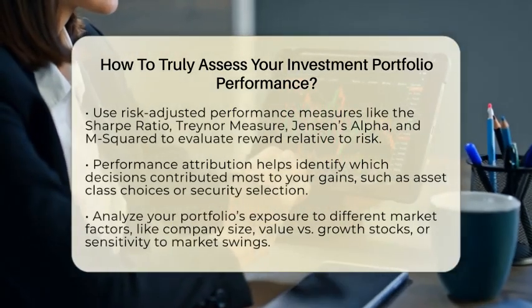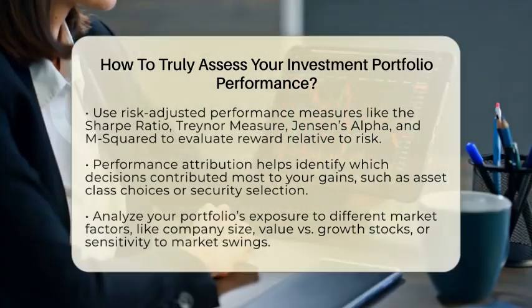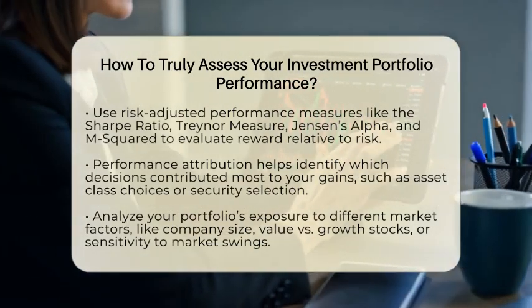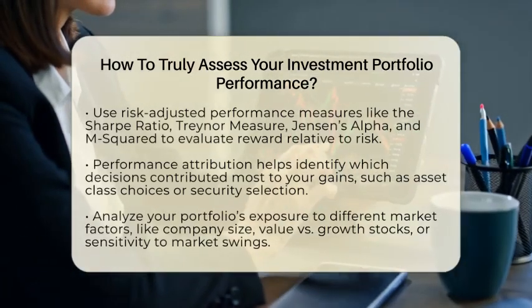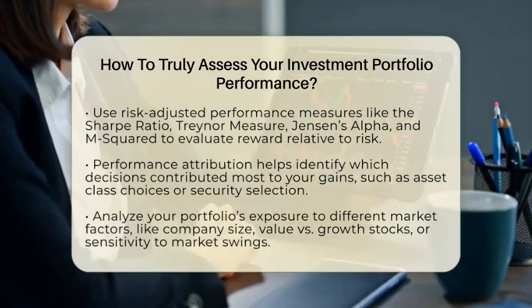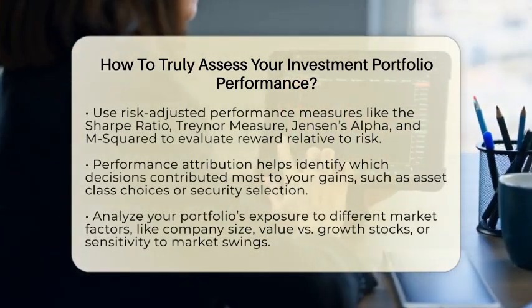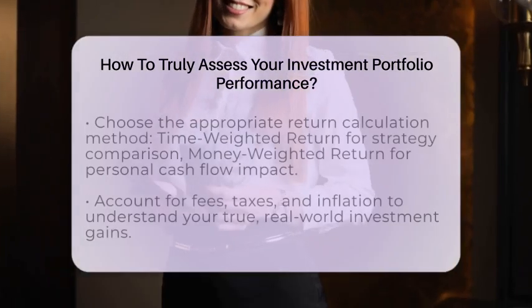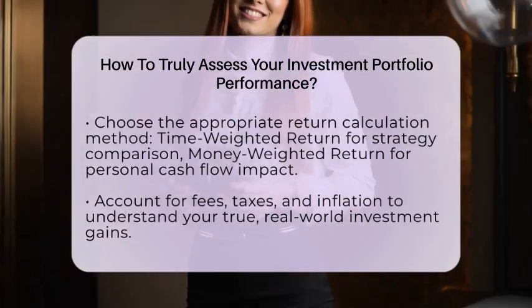Performance attribution is another key step. It breaks down what parts of your returns came from different decisions. For example, how much of your gains came from choosing certain asset classes like stocks or bonds? How much was due to selecting specific securities within those classes? And how did your combined decisions impact overall performance? Understanding this helps you see what is adding value and what might need adjustment.